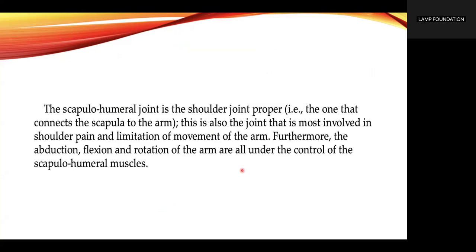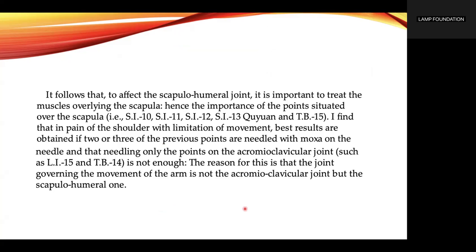Furthermore, the abduction, flexion, and rotation of the arm are all under the control of the scapulohumeral muscles. It follows that to affect the scapulohumeral joint, it is important to treat the muscles overlying the scapula, hence the importance of the points situated over the scapula. That is SI 10, 11, 12, 13, and TB 15.